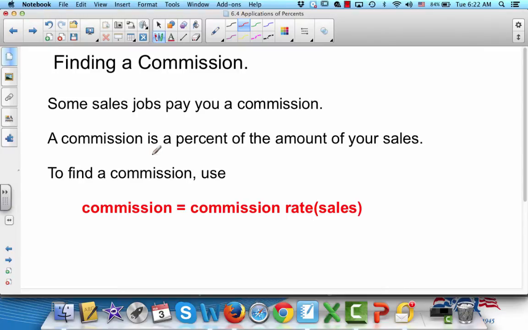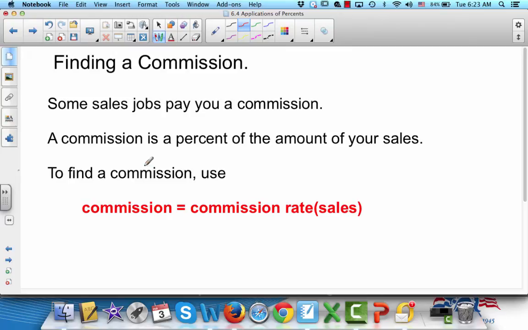All right, finding a commission. A lot of people pay their sales jobs, pay you a commission on what you sell. A commission is a percent of the amount of your sales. Okay, so that makes it so that salespeople are more motivated to sell things, because the more they sell, the more money they make, and so you have a motivated person working for you.